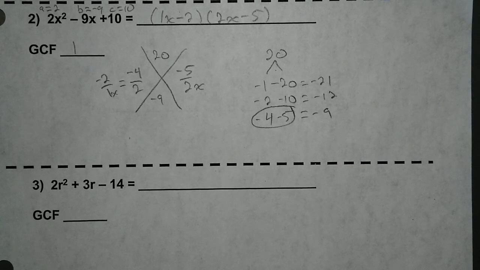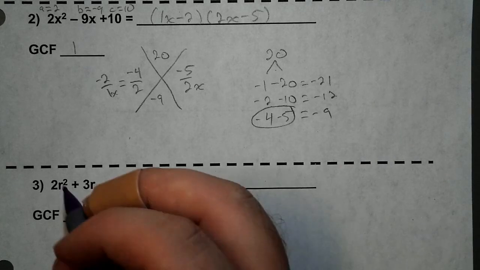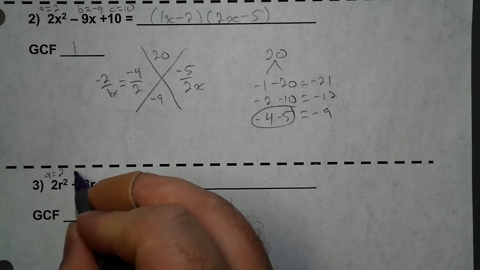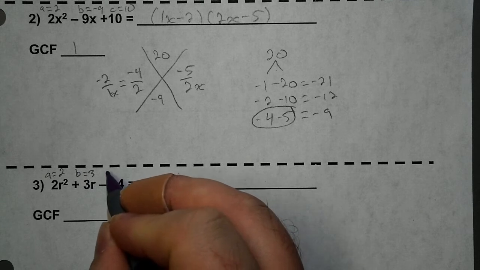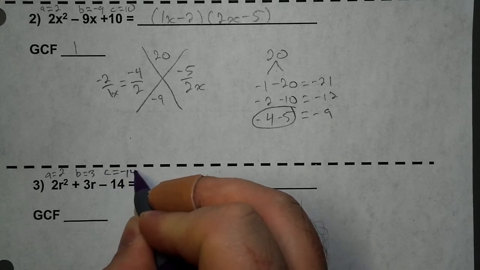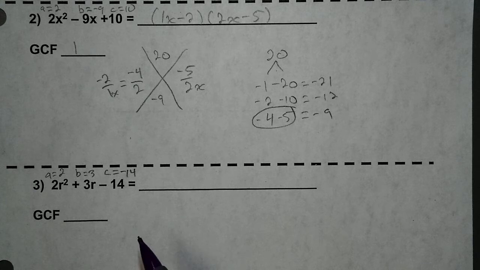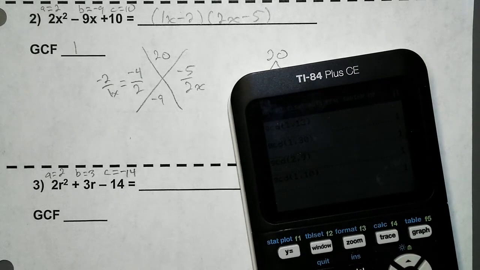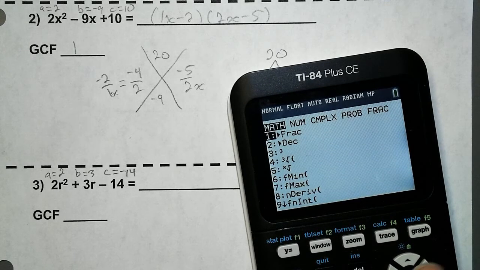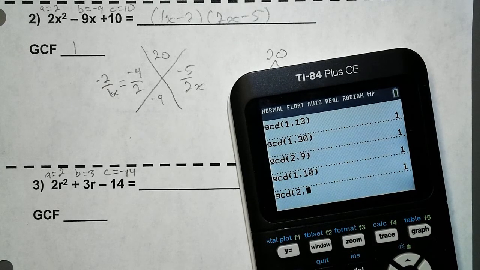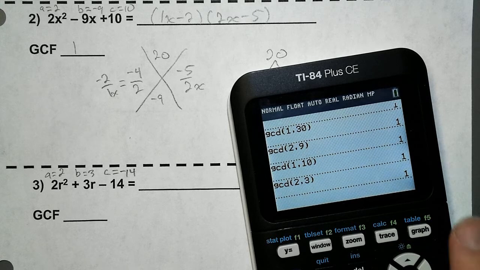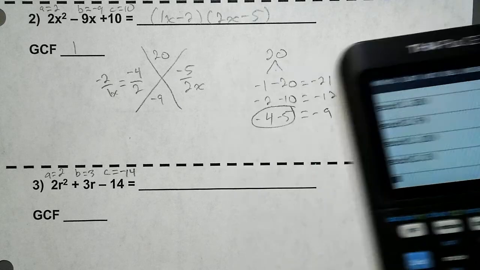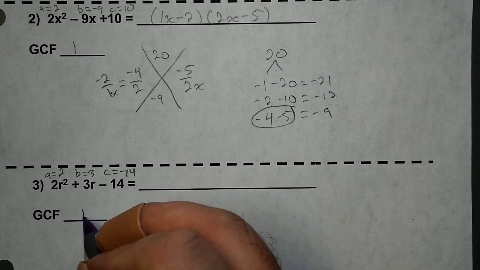Now, let's try number 3. First, identify your a, b, and c. So a value here equals 2, b value equals 3, c equals -14. Let's find our greatest common factor between all of them. So start out with 2 and 3. And that's just going to be a 1. When I plug in 1 and 14, I'm also just going to get 1. So once again, greatest common factor here is just 1.